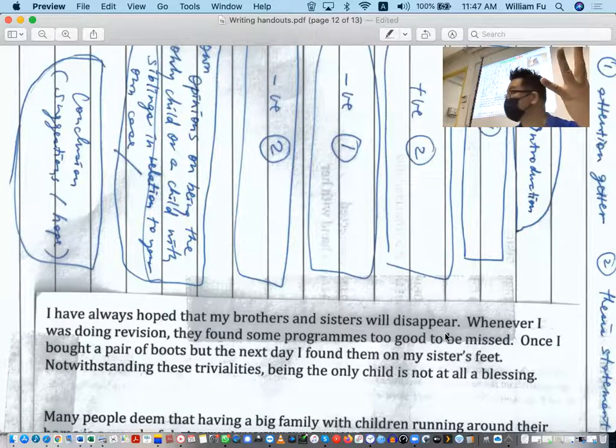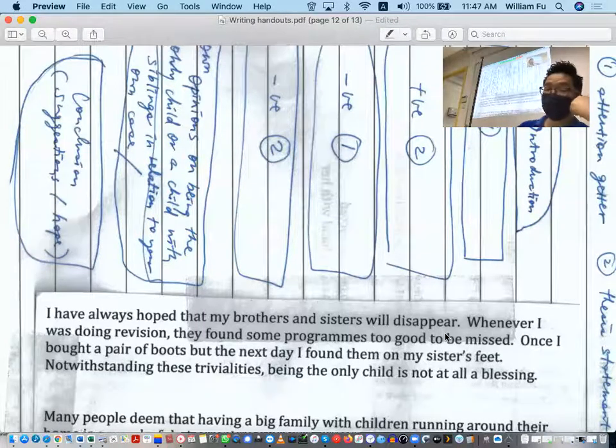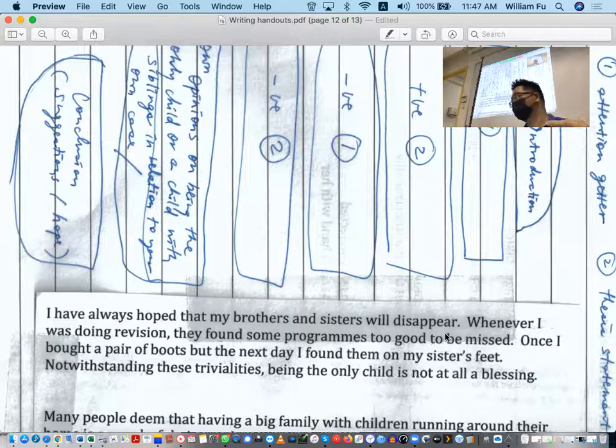Now, this is just like a twist. Okay, the twist. Why do you want to say that? And whenever I was doing revision, they found some program too good to be missed. Once I bought a pair of boots, but the next day I found them on my sister's feet. Has that happened to you? No, not you too, and not you too, and not me at that time. You know why? Age difference. Yeah, age difference. Okay, all right. My sister is like 21 this year, and then my sister steals her clothes. Yeah, okay, yes, that could be a problem.